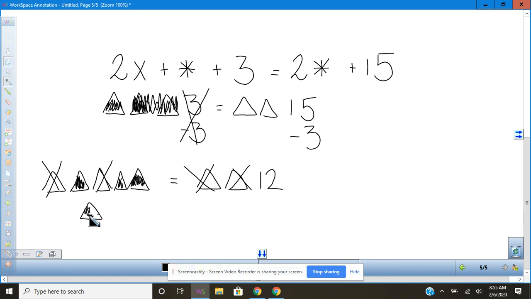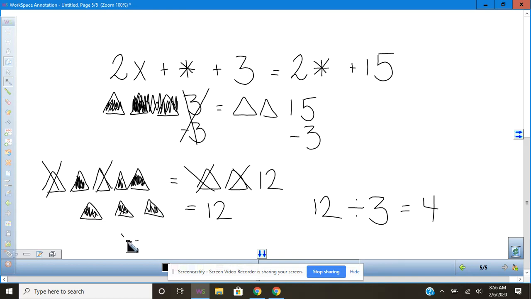That leaves me with 3 x's equals 12. I can put that in the calculator as 12 divided by 3. That's going to give me 4. And I know that x equals 4 because that's what I have on the left side. And if x equals 4, I know that star equals -4.